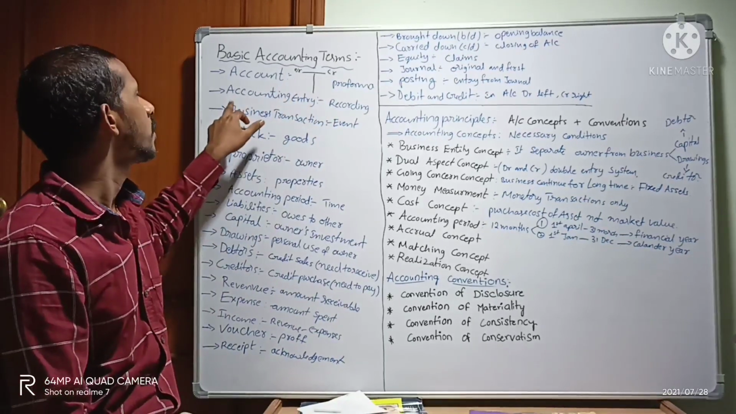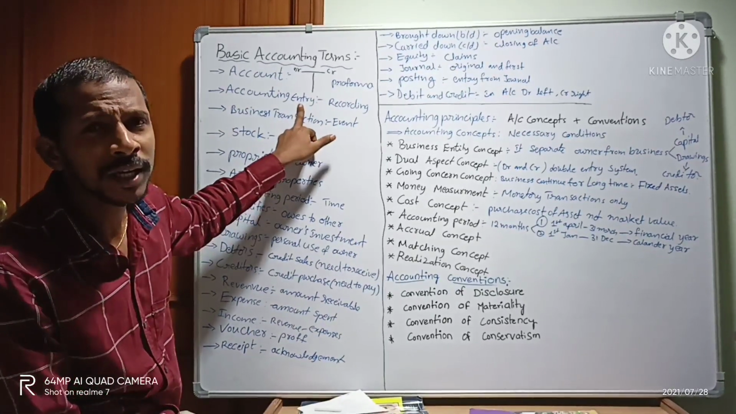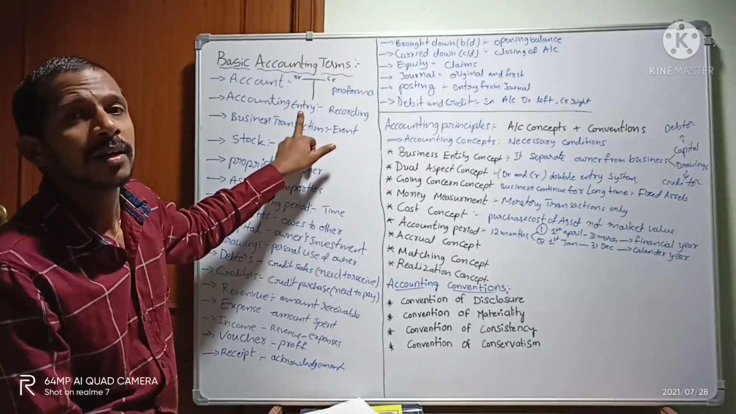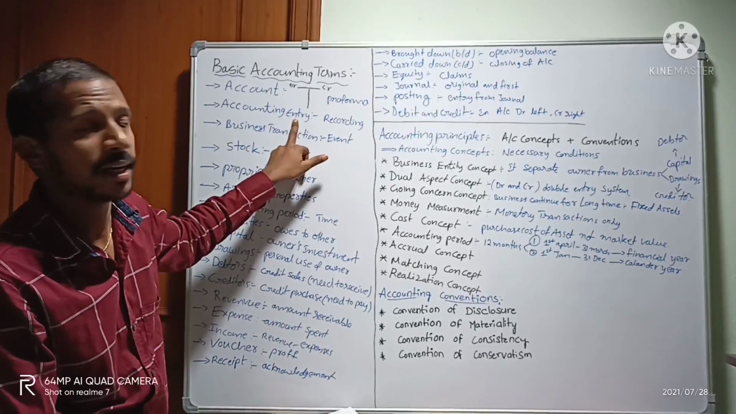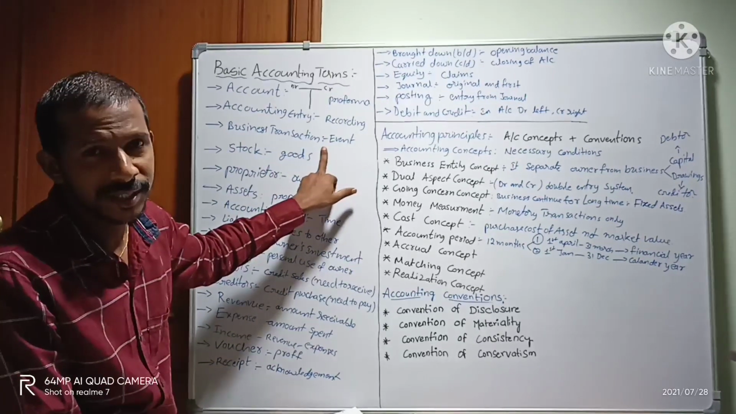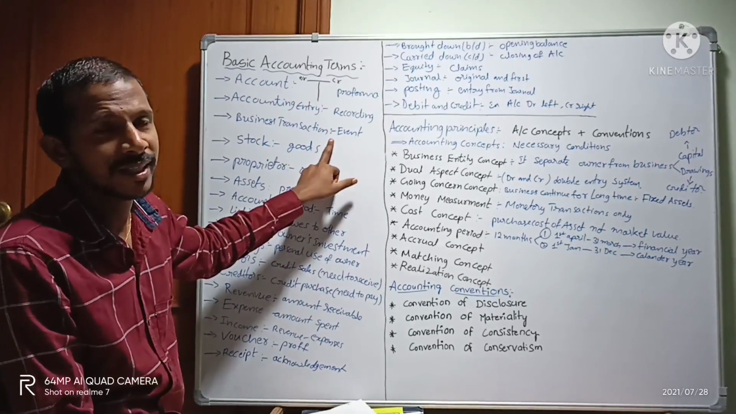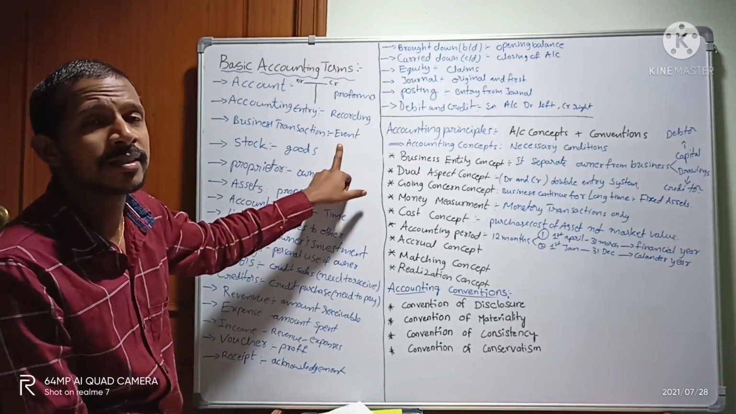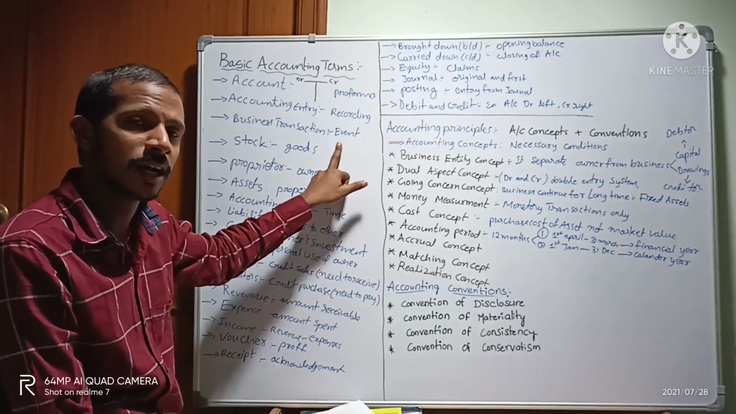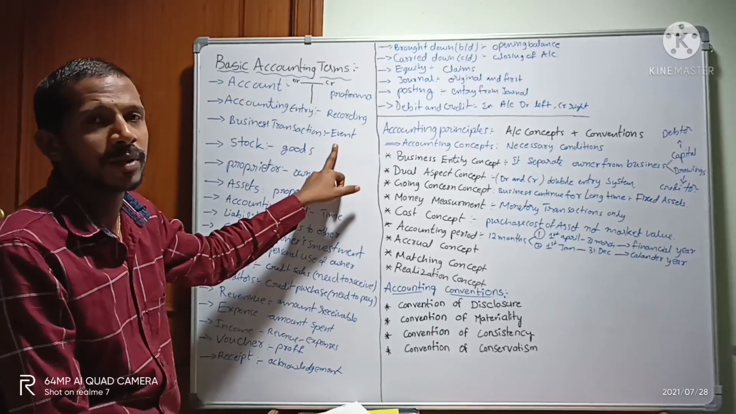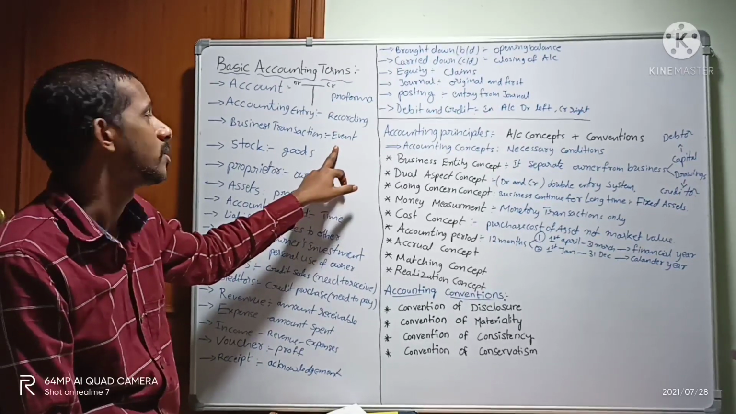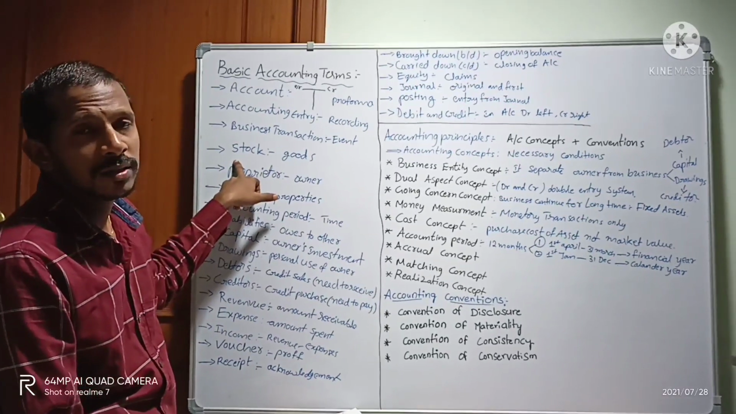Next, accounting entry. Accounting entry means recording of the transaction. We call it an accounting entry. And next one is business transaction. What is a business transaction? A transaction or business transaction is an event, an action, an operation in the business. It may be buying of goods, it may be selling of goods, it may be a payment, it may be a receipt, but it must be in monetary values.